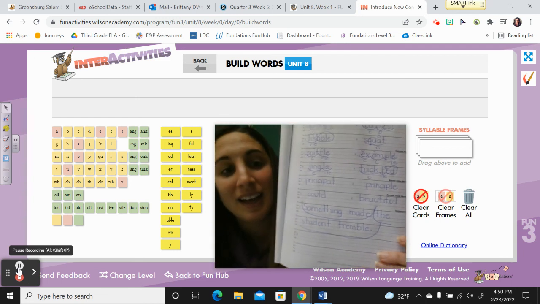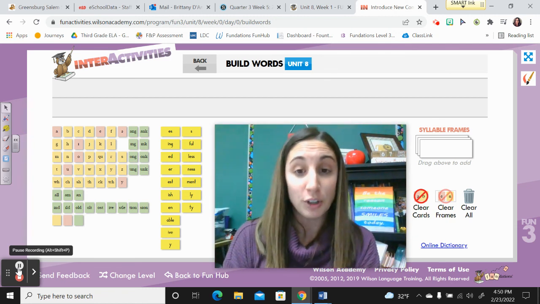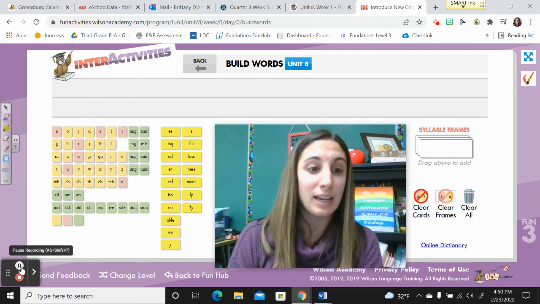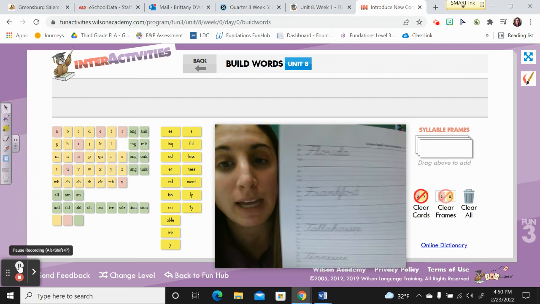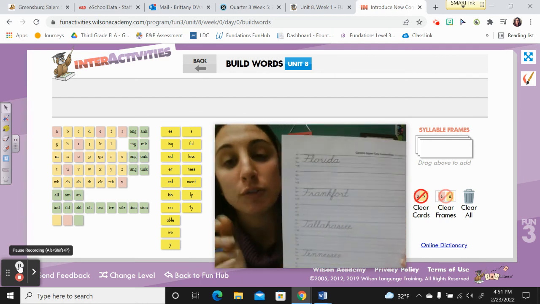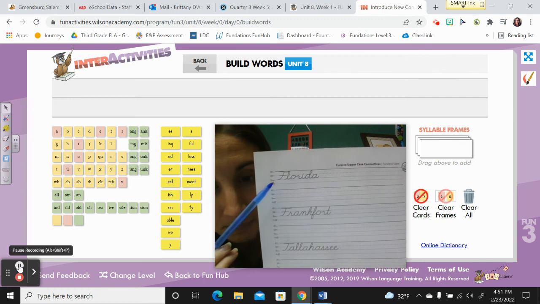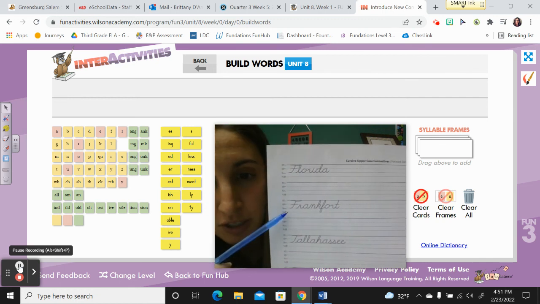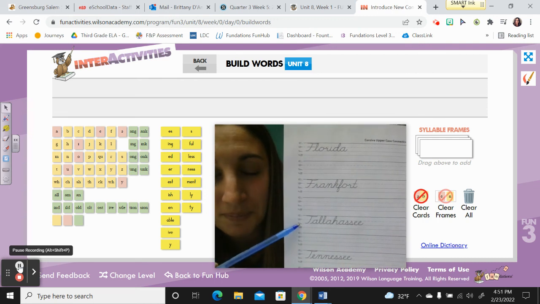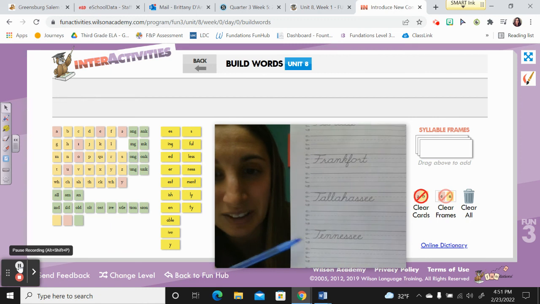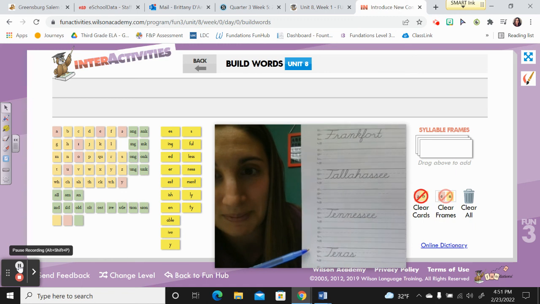Okay. The last thing we did in class was a little bit of cursive. So if you're at home, get a piece of paper and a pencil to get ready to practice. And the cursive page that we had in class, it's one side. So if you're at home, here's some more places. Florida, Frankfurt, Tallahassee, capital of Florida, Tennessee, it's another state, and Texas, another state.